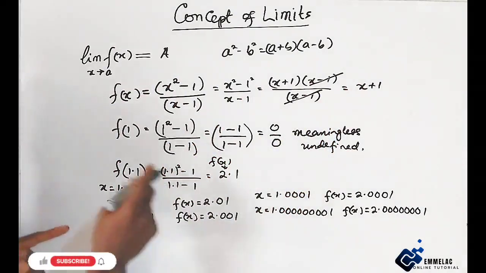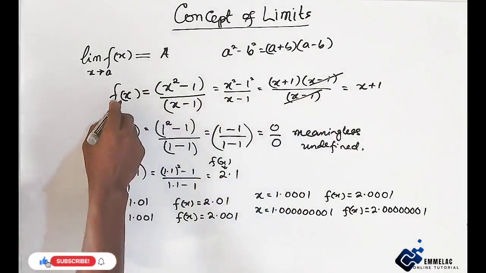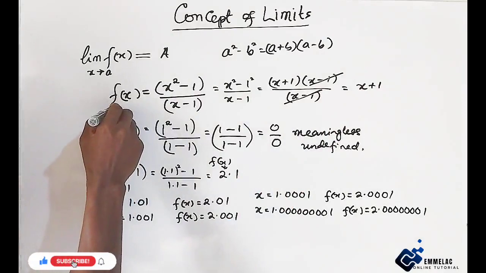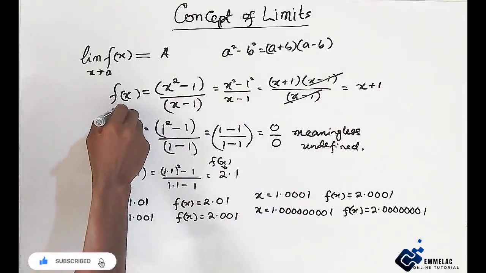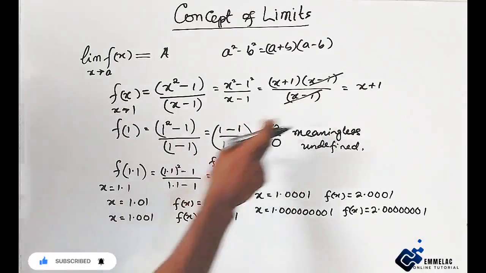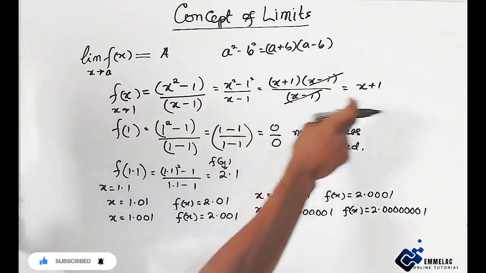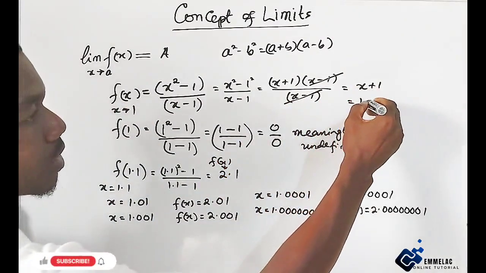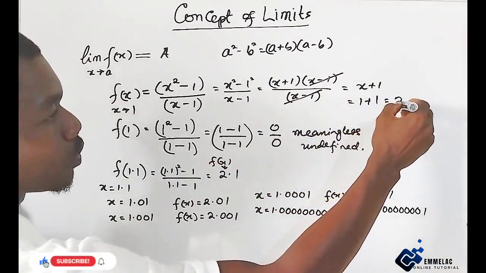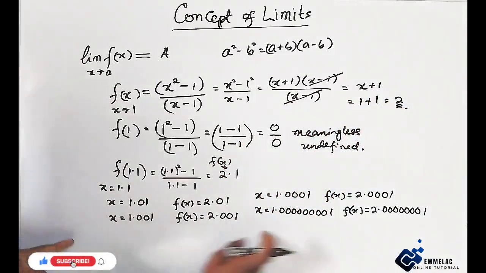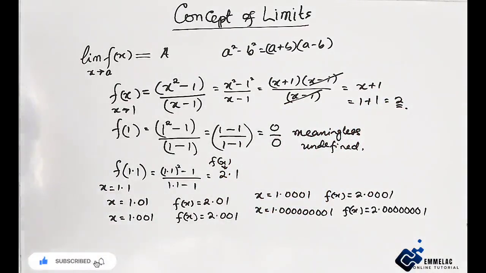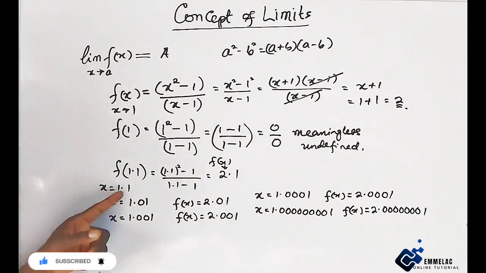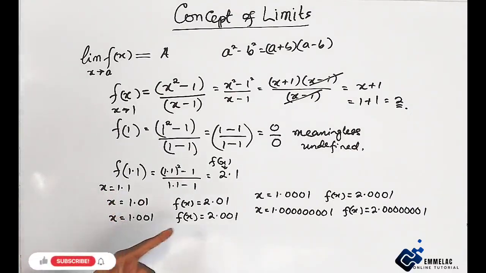Now at this point, we can introduce our limit as x approaches 1. In this case, you now plug in this value of 1. You have 1 plus 1 equals what? 2, which corresponds to this. You can see, as x is approaching 1, f of x is approaching 2.